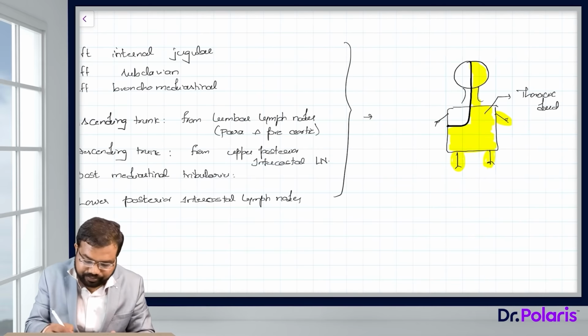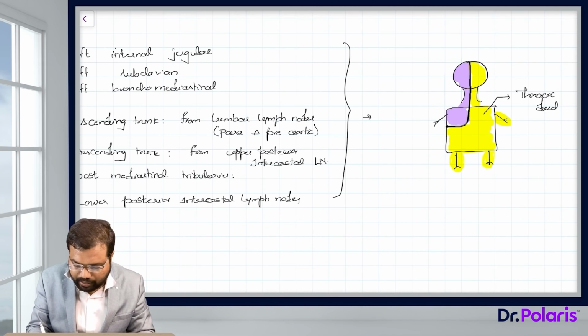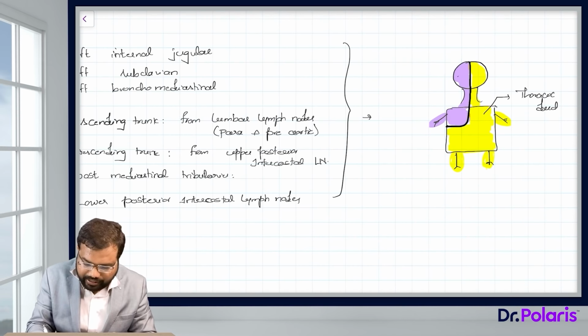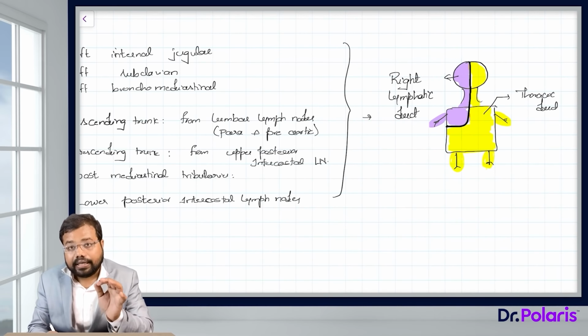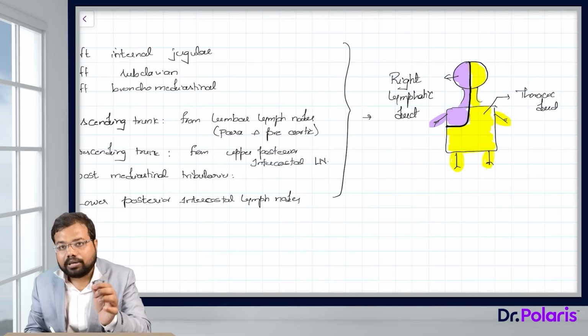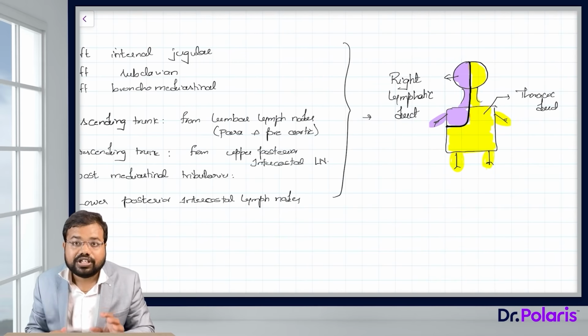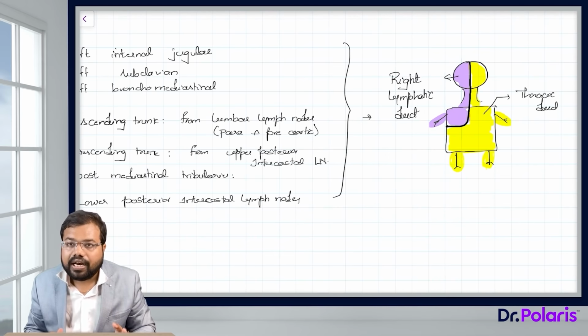Sir, what about the right side? On the right side, the right head and neck region, the right chest wall and the right upper limb are collected by the right lymphatic duct. And this right lymphatic duct also opens ultimately into the junction of the right internal jugular vein and the right subclavian vein, just like the thoracic duct. The thoracic duct terminal part drains into the left internal jugular vein, left subclavian vein junction. The same way here, the right lymphatic duct will drain into the right internal jugular vein, right subclavian vein junction. Okay, this is what regarding the thoracic duct is.